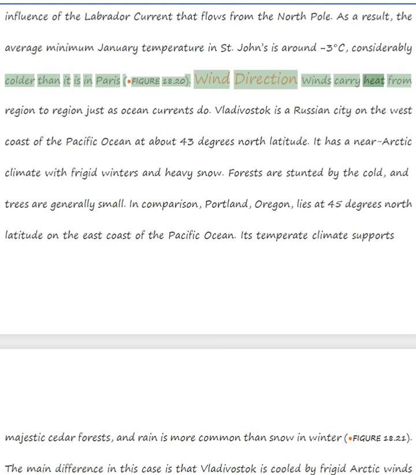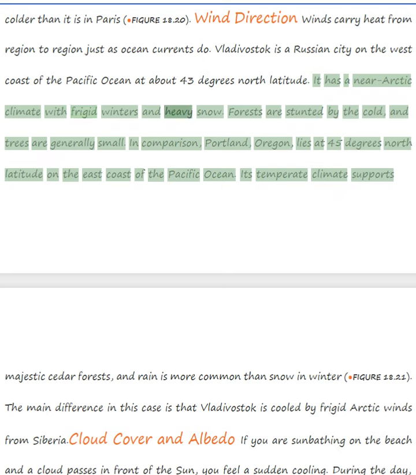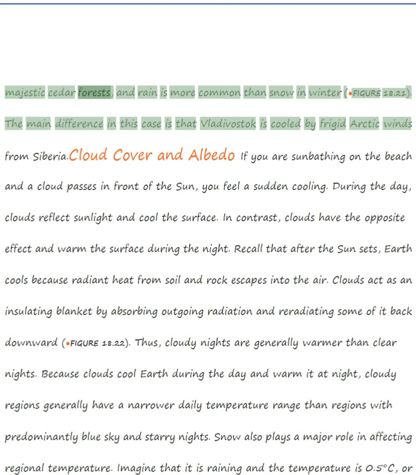Wind direction. Winds carry heat from region to region just as ocean currents do. Vladivostok is a Russian city on the west coast of the Pacific Ocean at about 43 degrees north latitude. It has a near-Arctic climate with frigid winters and heavy snow. Forests are stunted by the cold, and trees are generally small. In comparison, Portland, Oregon, lies at 45 degrees north latitude on the east coast of the Pacific Ocean. Its temperate climate supports majestic cedar forests, and rain is more common than snow in winter. The main difference in this case is that Vladivostok is cooled by frigid Arctic winds from Siberia.